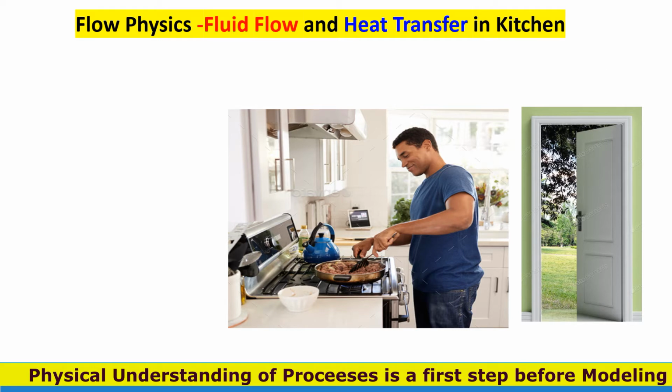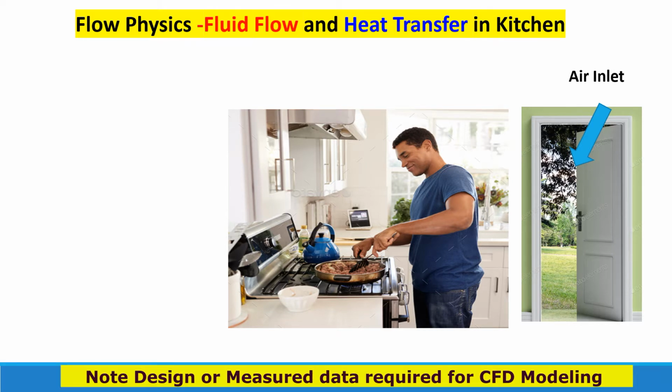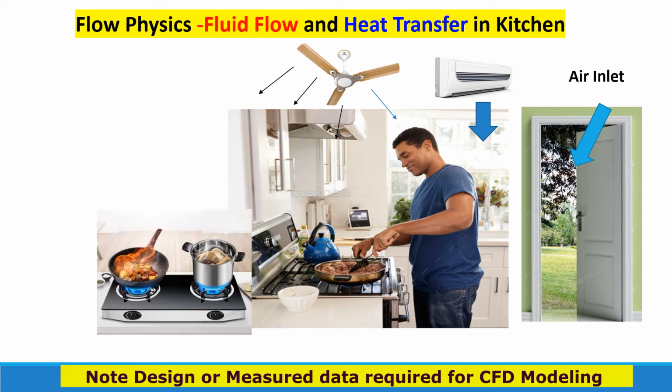There is also entry of ambient air from the door, at a temperature maybe above or below room temperature. To control the temperature, we use an AC to reduce the temperature inside the kitchen. If you don't have an AC, you can use a fan to circulate the air inside the kitchen. Here a fan is at the top, which circulates air inside the kitchen.